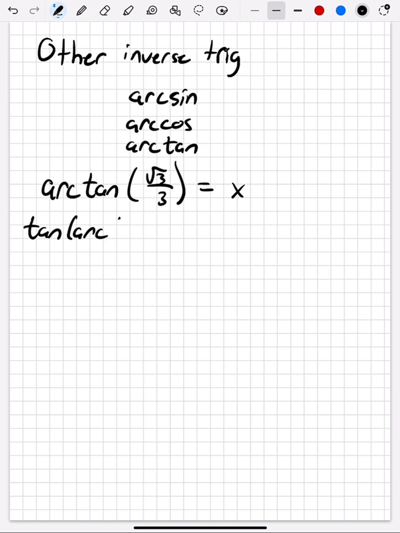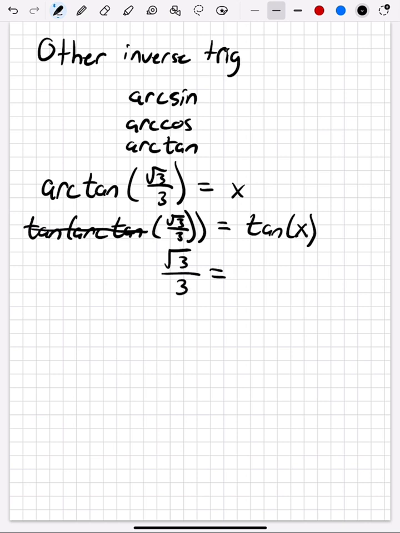So I'm going to take the tangent of the arc tangent of the square root of 3 over 3 and say that it is equal to the tangent of x. Well, again, arc tangent and tangent undo each other, so those go away. So I am left with the square root of 3 over 3 is equal to the tangent of x. All right, normally, and in this case also, we need to reference our unit circle.